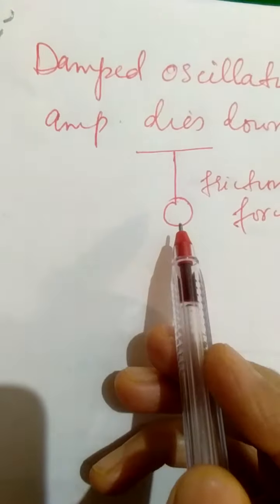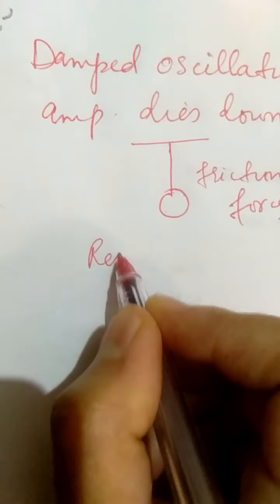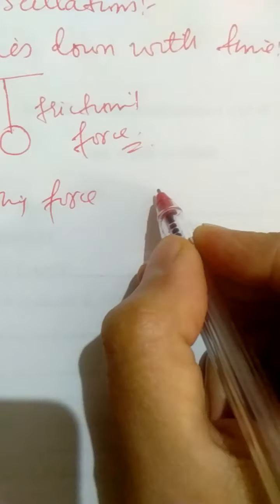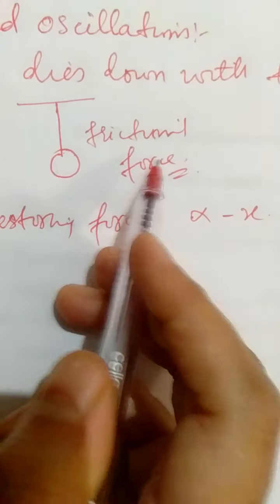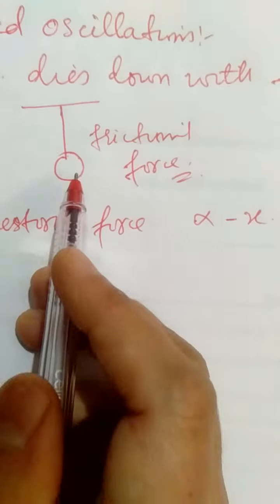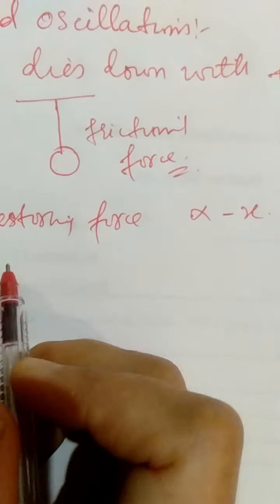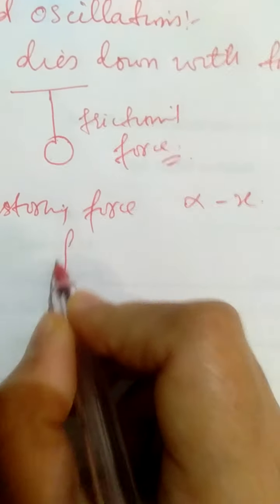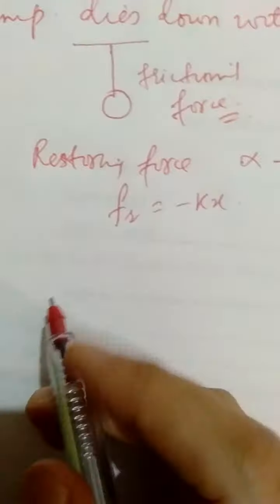Now, in case of a simple pendulum, we have already said that the restoring force F is proportional to the displacement, but it acts along the negative direction. That is, it acts opposite to the direction of increasing displacement. So this restoring force Fr is equal to minus kx, and k is the force constant.